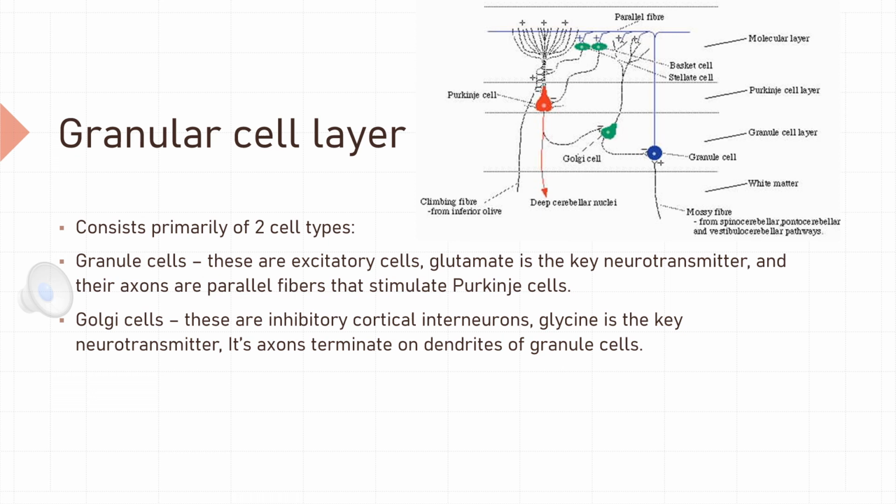The other cell type is the Golgi cell. These are inhibitory cortical interneurons. They control the internal circuit by inhibiting certain signals between the circuit. And glycine is the key neurotransmitter. Its axon terminates on dendrites of granule cells.